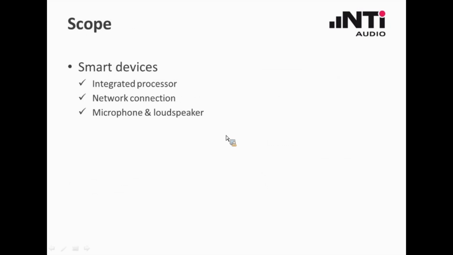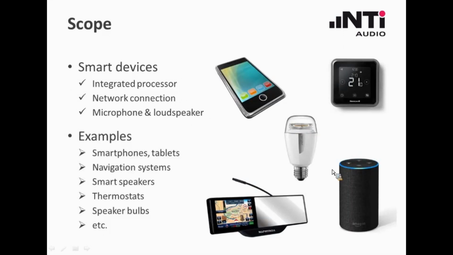So let us first take a look at the definition of smart devices. These items typically have an integrated processor which connects the device to the network, which may be an Ethernet network, a cloud, whatever. And these devices typically have a built-in microphone and loudspeaker, which allows them to interact with the user. Giving you some typical examples, starting with smartphones and tablets, the first smart devices, if you want to say so. We have navigation systems or entertainment systems of cars.